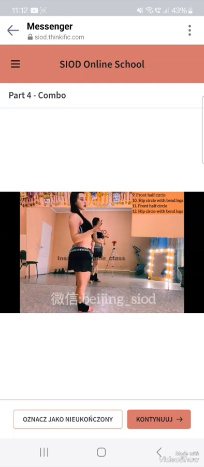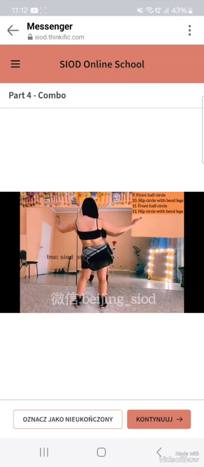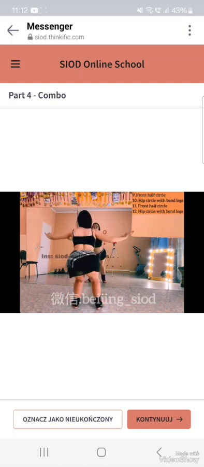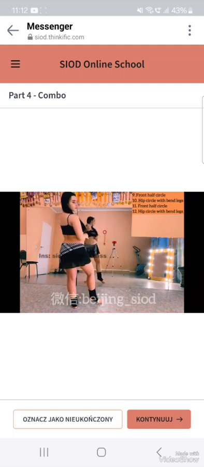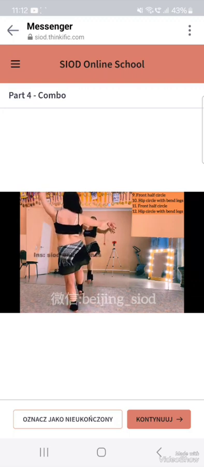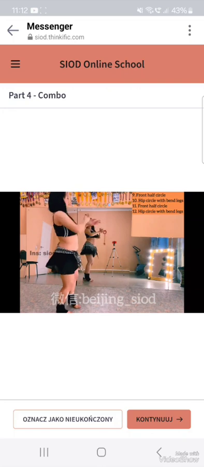So we repeat it 2 times. From right side and then from left side. From right leg and then from left leg. 1, 2, 3, 4. 1, 2, 3, 4. So let's do it again. 1, 2, 3, 4, 5, 6, 7, 8.